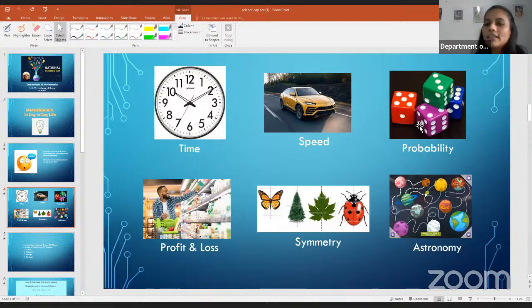Then the next concept is about probability. Okay, so in finding out the probability of certain circumstances, we use mathematics. Then in shopping, whether it is grocery shopping or marketing or any kind of shopping, for calculating profit and loss, we use mathematics.